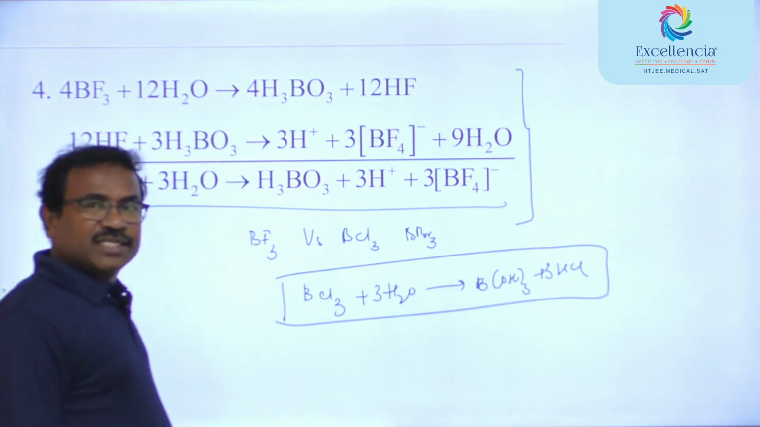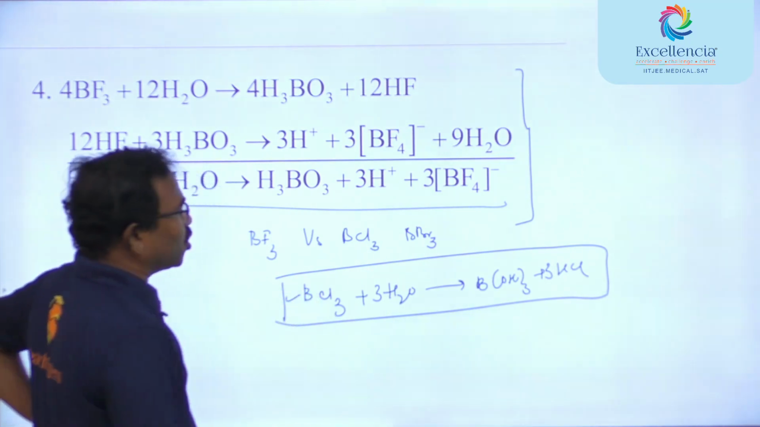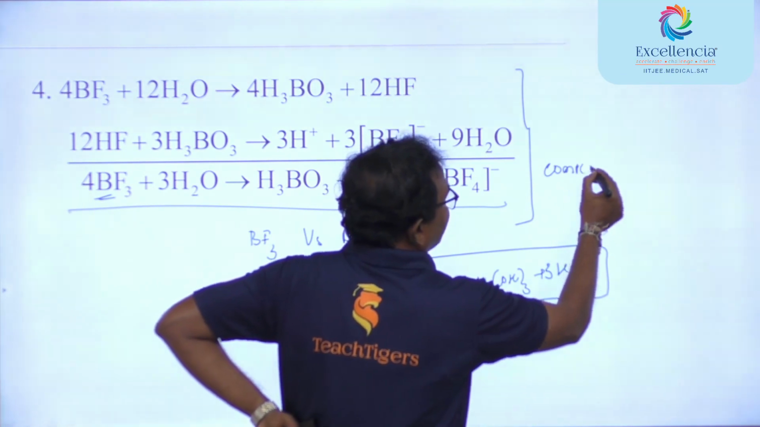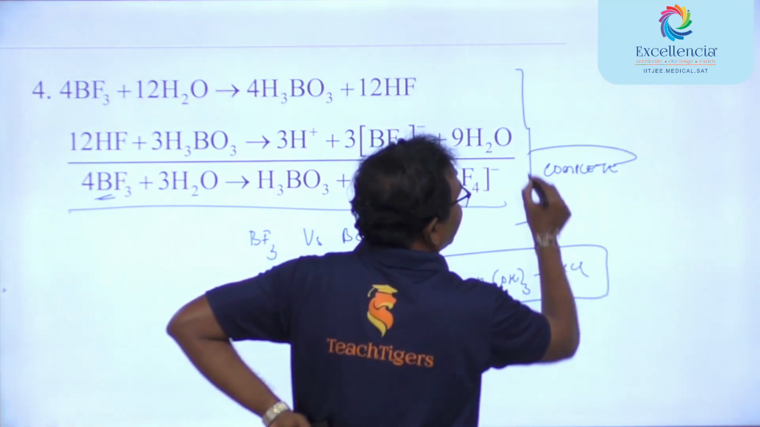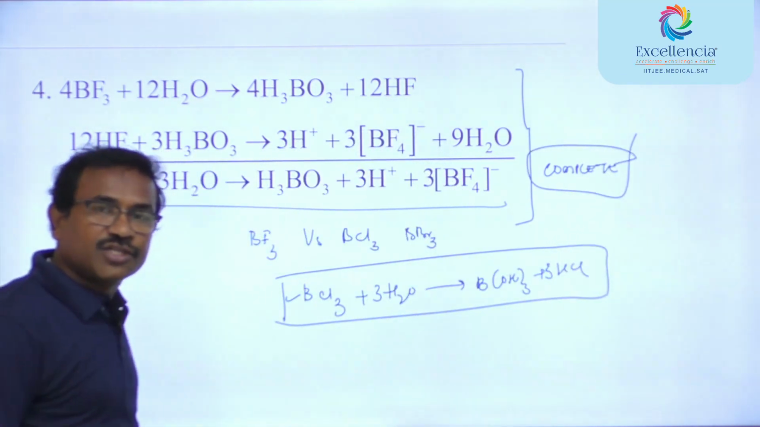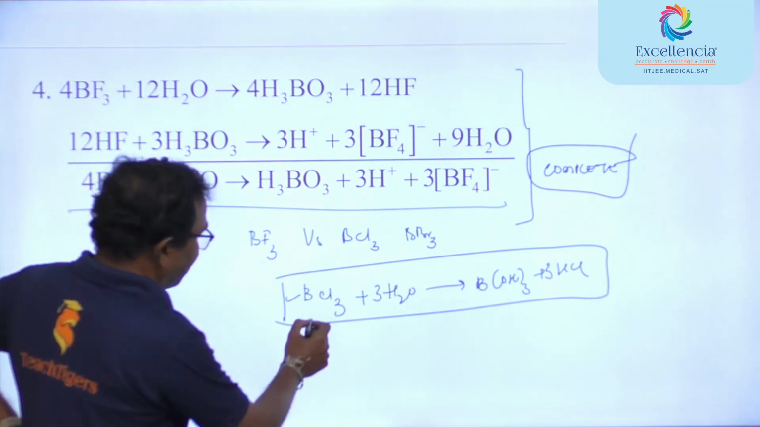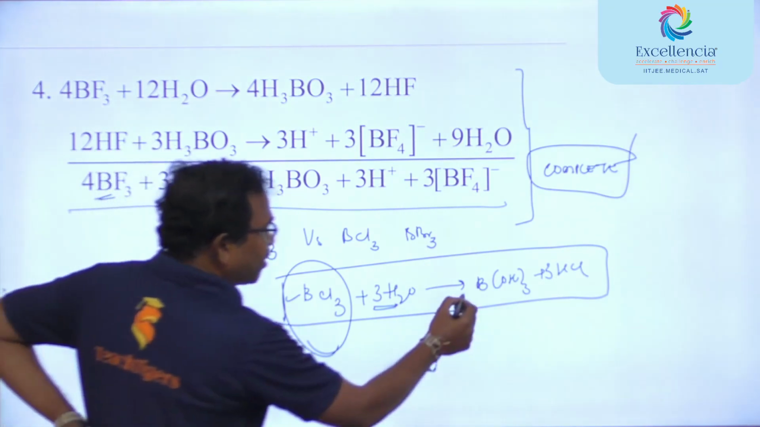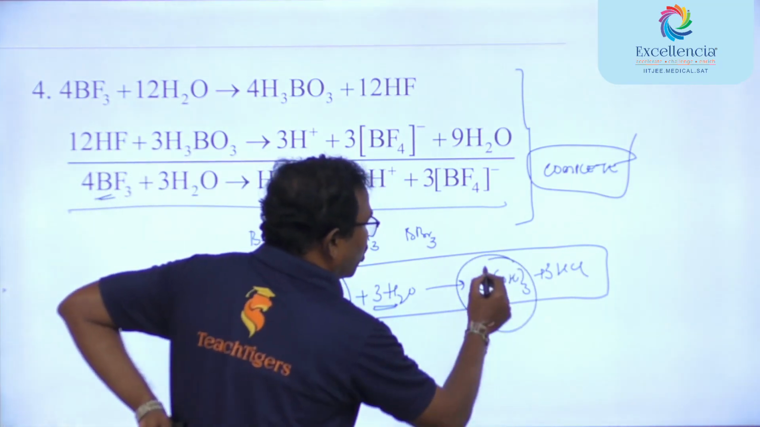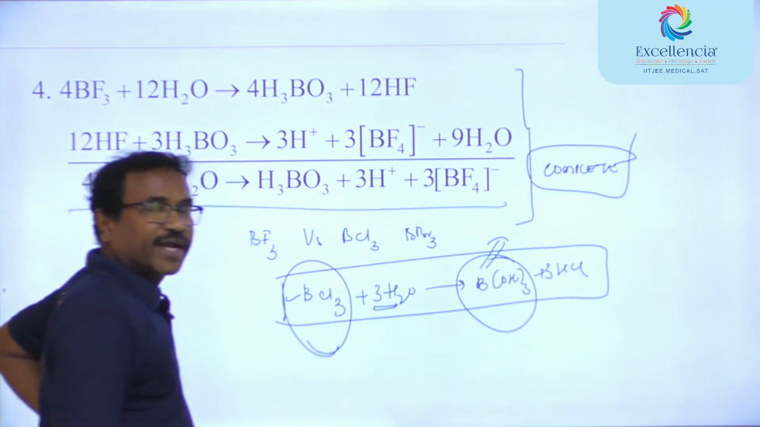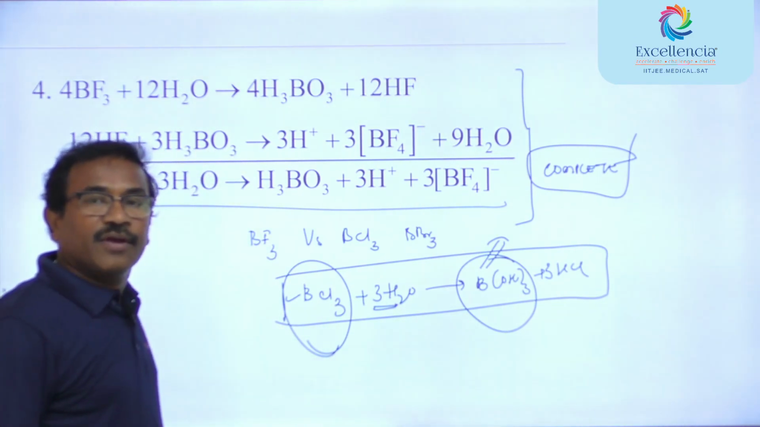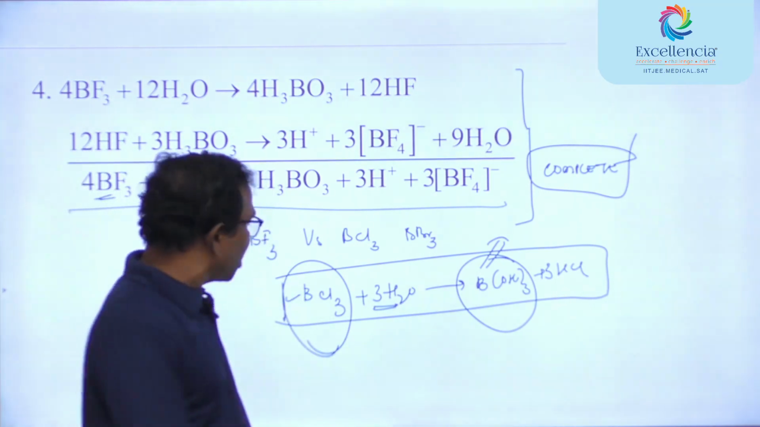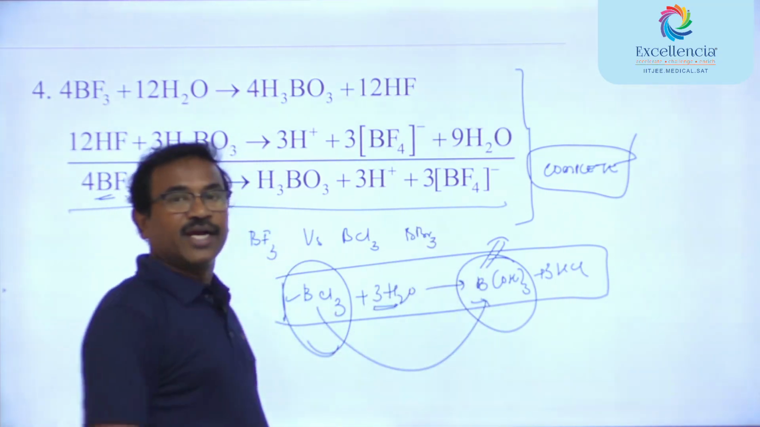Here the statement says that BCl3 undergoes complete hydrolysis. He uses the word complete hydrolysis. The meaning of this is BCl3 undergoes complete hydrolysis and it is giving rise to only boric acid. Only boric acid. The meaning of complete is that it is giving rise to only one compound of boron, that is boric acid.